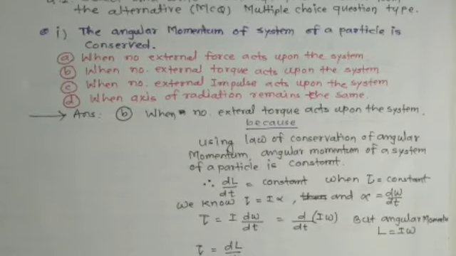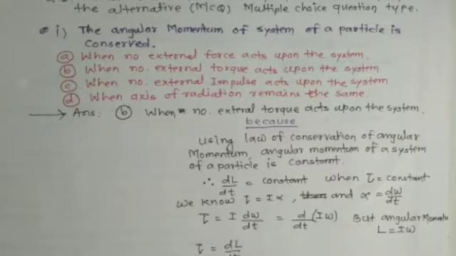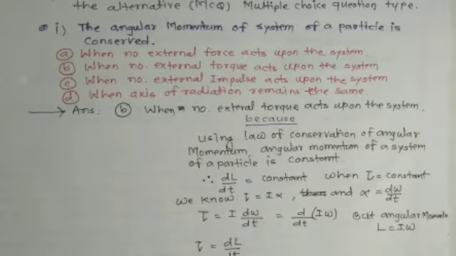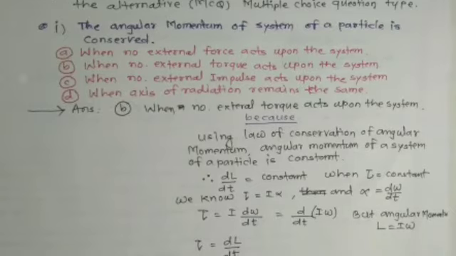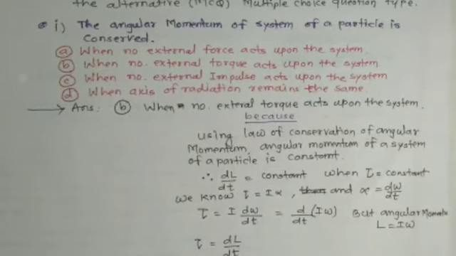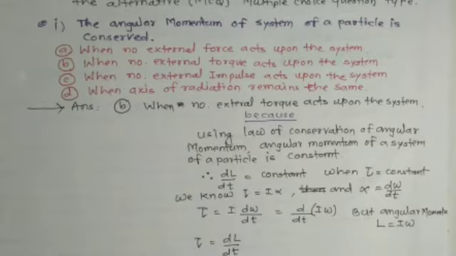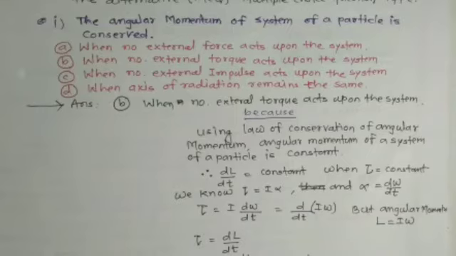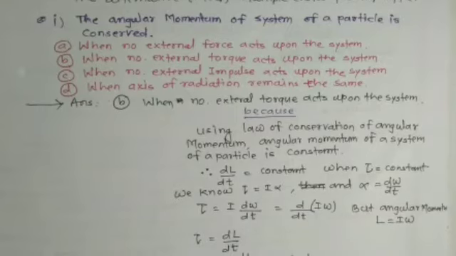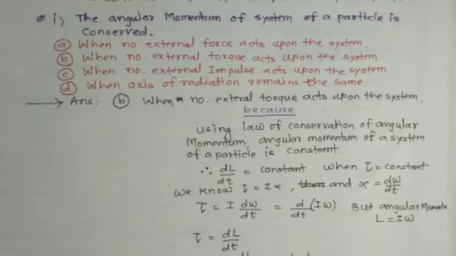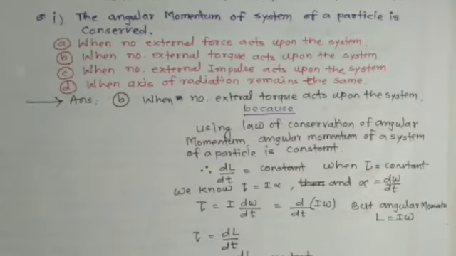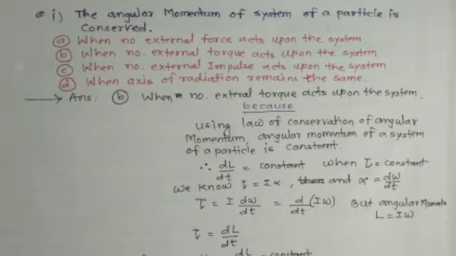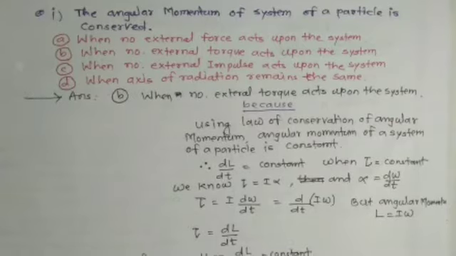Option B, when no external torque acts upon the system. Option C, when no external impulse acts upon the system. And option D, when the axis of rotation remains the same. So the answer for question 1 will be option B, when no external torque acts upon the system.